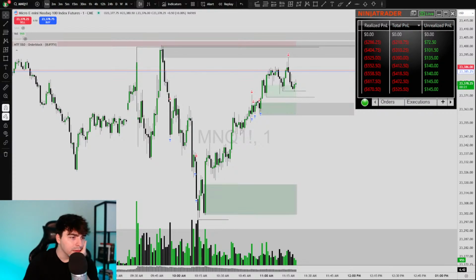I'm not going to reverse the trade because there's a lot more downside potential if it does go, but the probability of it going down now is pretty low from what it looks like.